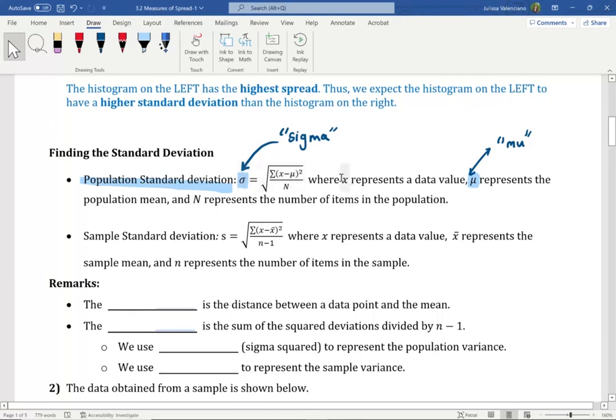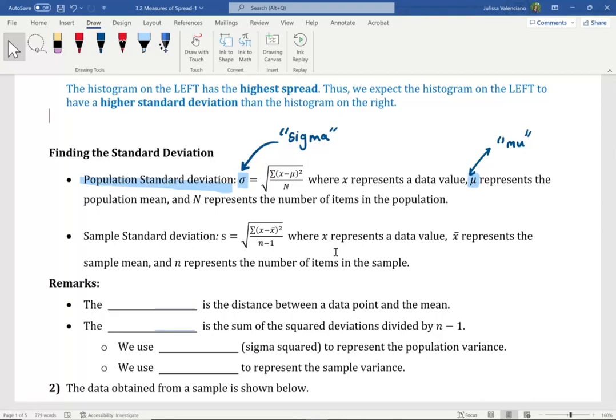For each of the x values in our data set, we're going to compute x minus mu, and then we're going to square that expression. We're going to do that for each data value. Once we're done calculating (x minus mu) squared for all data values, we're going to add those values. Then we're going to divide it by n, which is the number of items or individuals in the population. And once we're done computing that, which is the expression inside the square root, we're going to take the square root of that value.